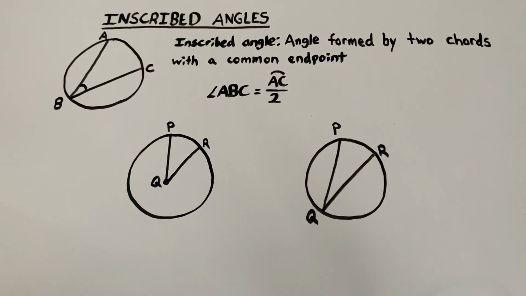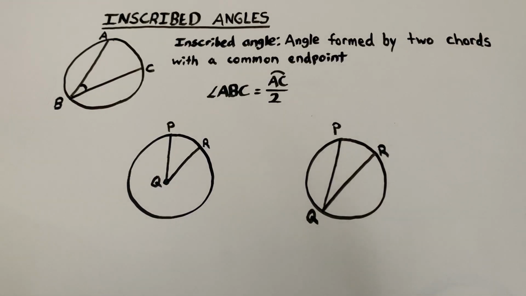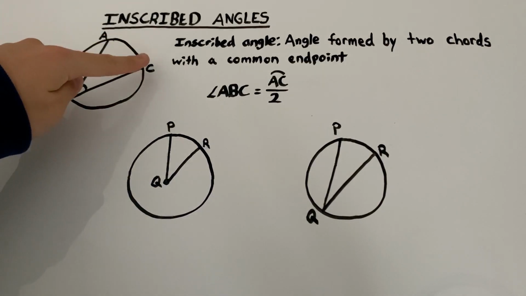Let's learn about inscribed angles. An inscribed angle is the angle formed by two chords with a common endpoint. And the word chords is very important because that's what makes an inscribed angle different from other types of angles. So in this diagram over here, angle ABC is an example of an inscribed angle. And we say that angle ABC is inscribed in arc AC.